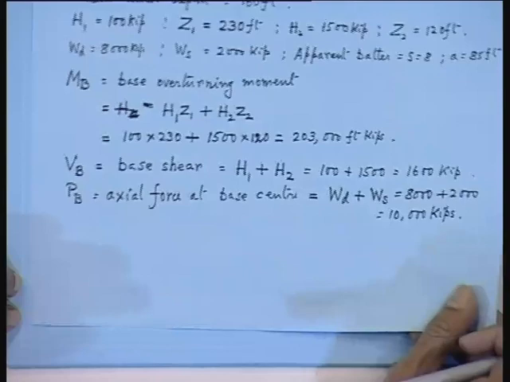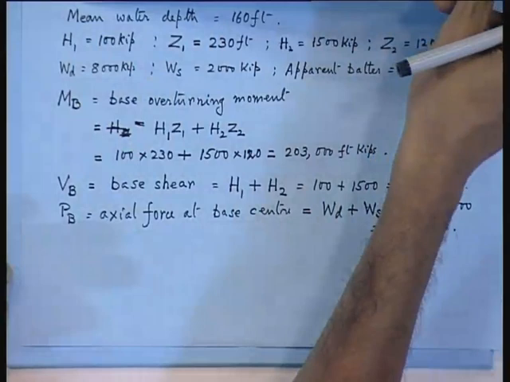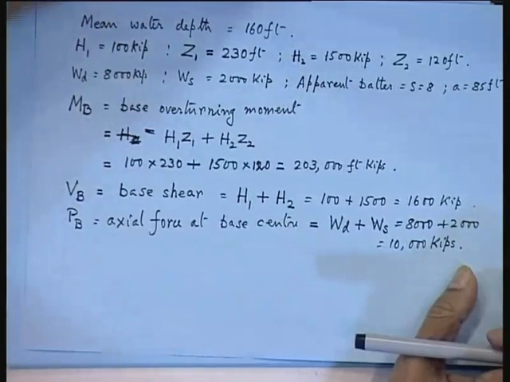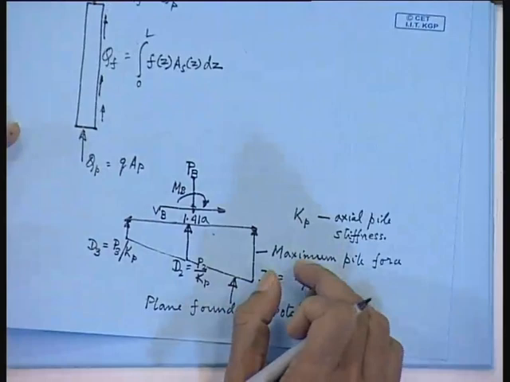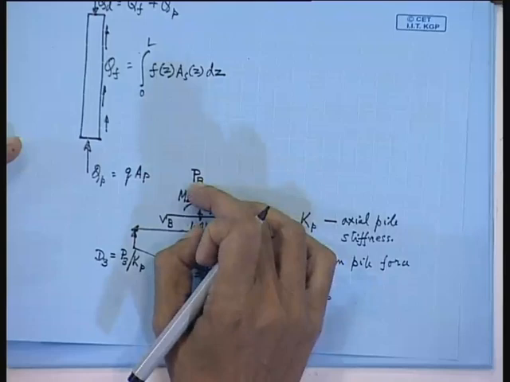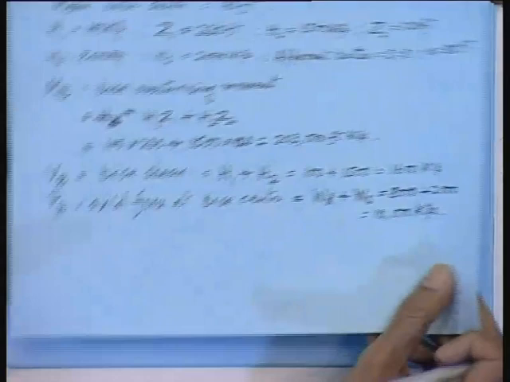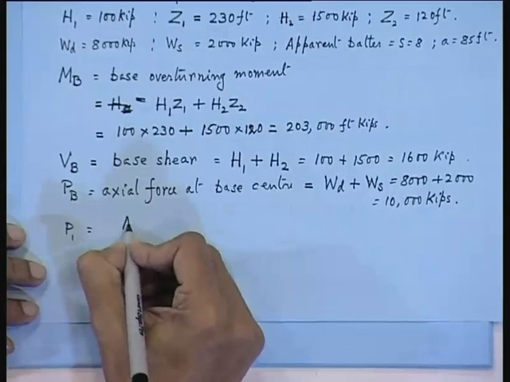So your footprint rotation is being caused by the moment. You look into the moment, so you find out the force that is causing this moment. So P1 vertically will take care of PB, and the moment that is causing is MB. So you will find P1 is MB divided by what? The lever arm is 1.41 A.